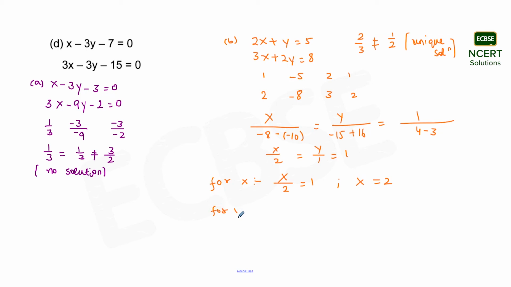Now for variable y, we will equate the second ratio with the third ratio. That is y by 1 is equal to 1. From here, y comes out to be equal to 1. So means we have obtained the values for the variables x and y, which are 1 and 1, and this is the solution for these very linear equations. That is, this is a unique solution at which the lines will intersect each other.